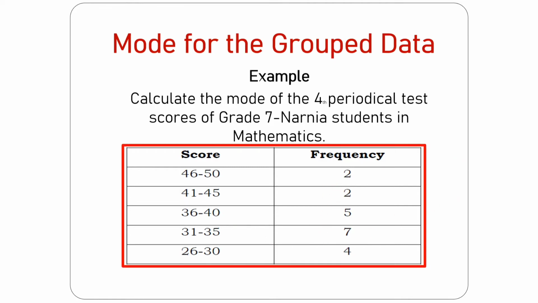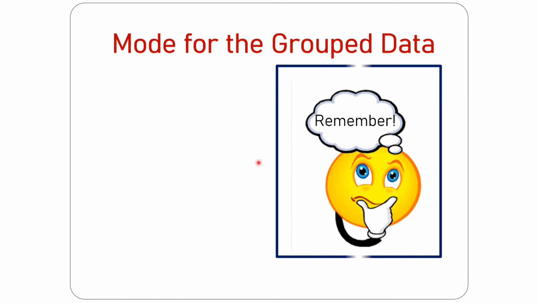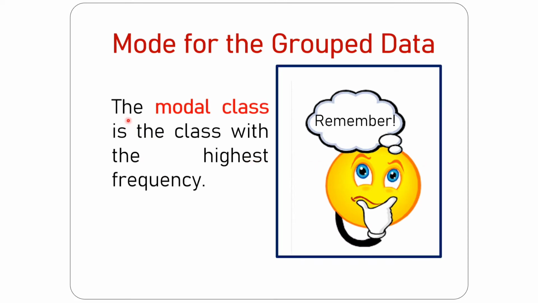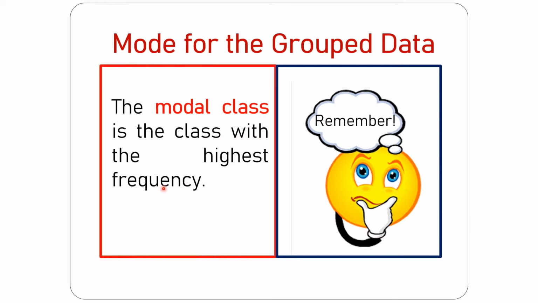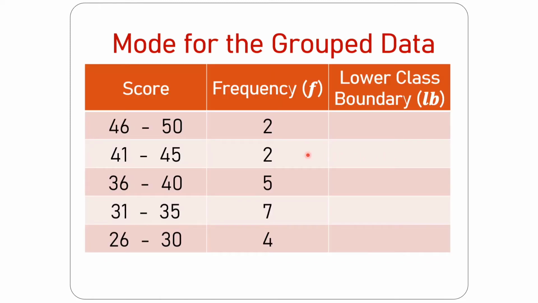Before we deal with the problem, I want you to remember this. The modal class is the class with the highest frequency. In order to calculate the mode, we are going to complete first the frequency table by obtaining the lower boundary of each class. What we are going to do is subtract 0.5 from the lower limit. And again, this side is the lower limit.